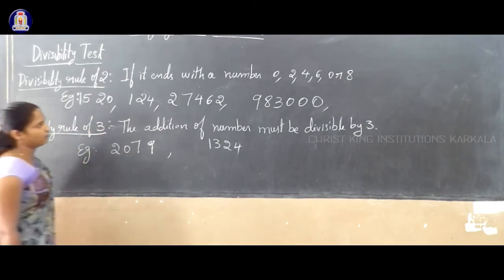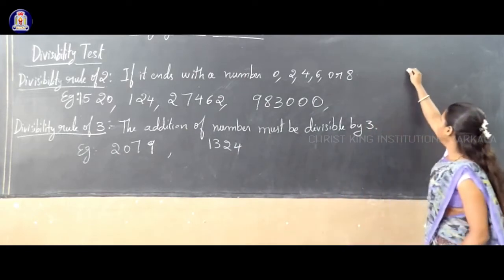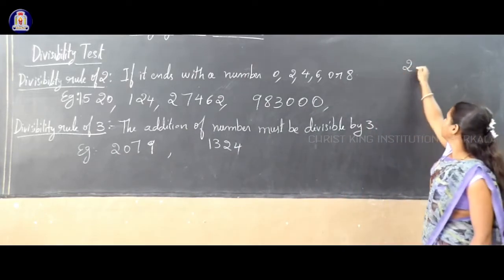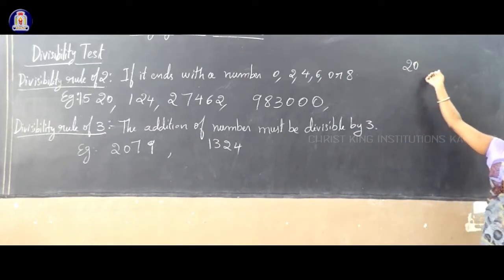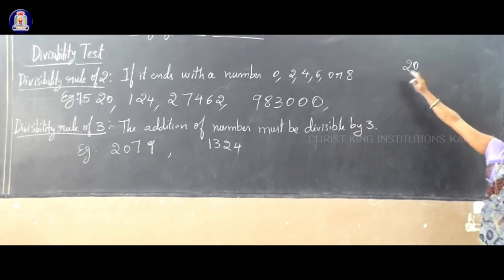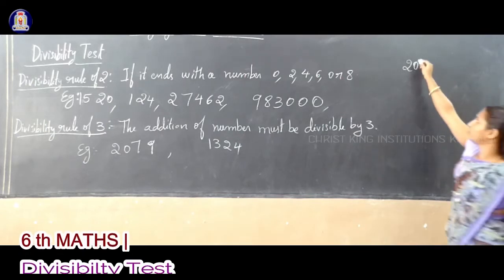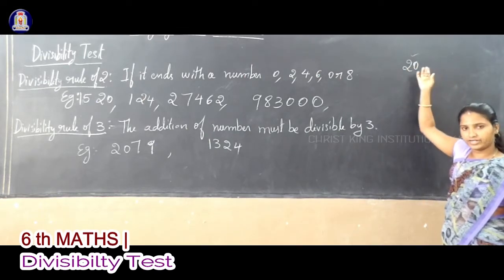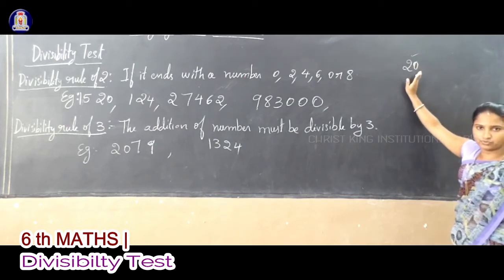Okay? Now if I consider any small number, for example 20, then easily we can say which number will divide this 20, which table divides 20, isn't it? So 2 divides 20, we know. Next 4 divides 20, 5 divides 20, then 10 divides 20, even 20 also divides 20, right?